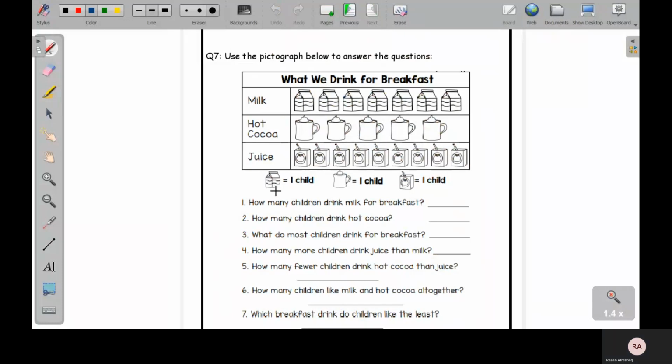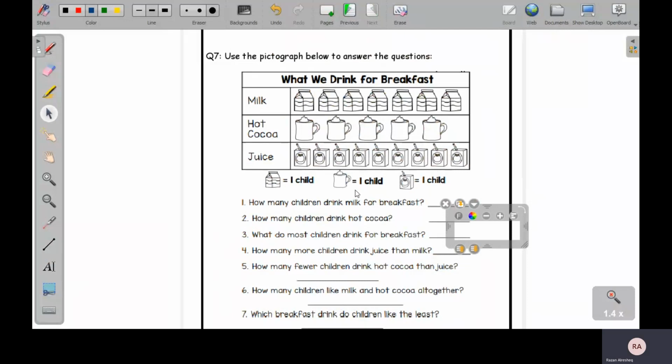Now I know that each carton of milk is for one child. Here, each hot cocoa mug is for one child, and each juice box is going to be for one child. So automatically now, after I've seen my key, I know that they're all going to be counting one by one.